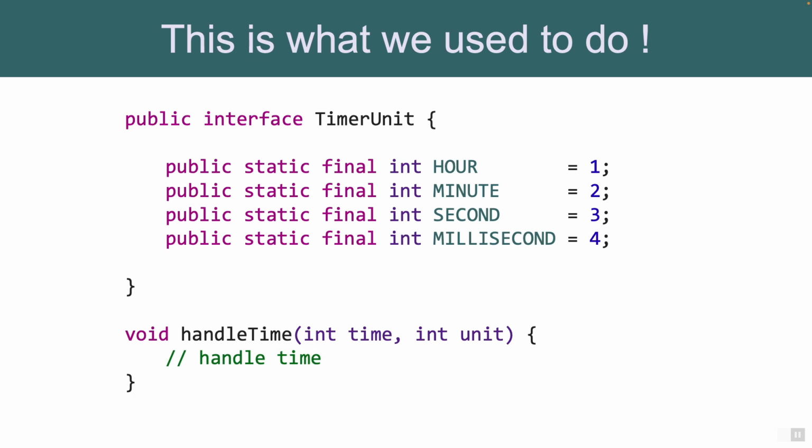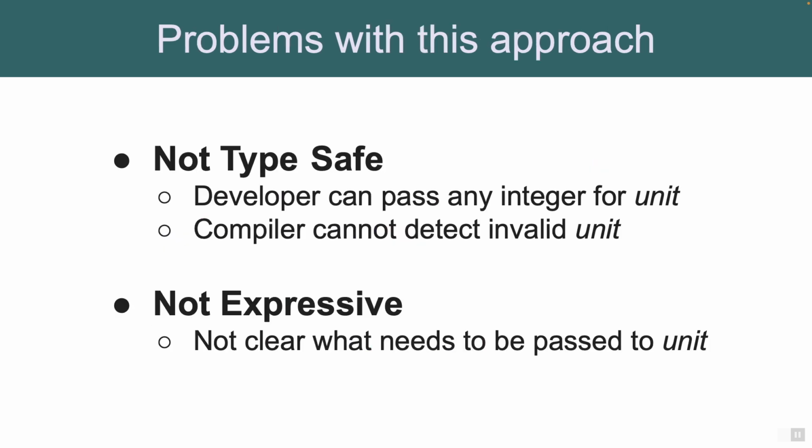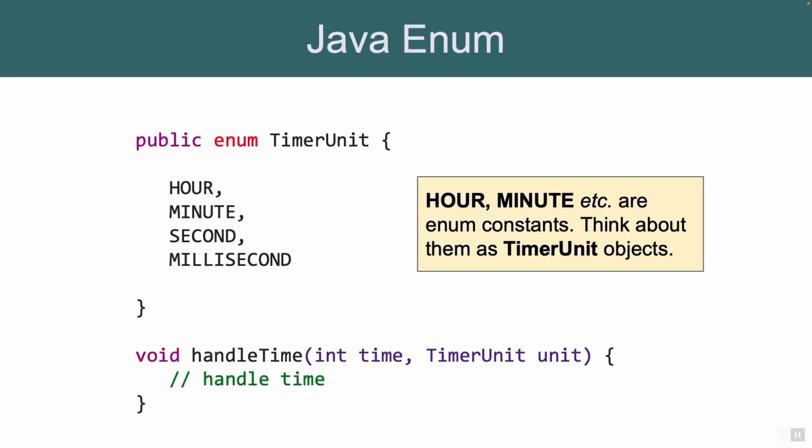So the same thing can now be modeled using an enum as follows. This is basically the explanation of why we should not be using public static final ints or strings to model reference types. But if you look at the enums, an enum can be defined as follows. You just use the keyword enum and then the enum name, in this case timer unit, and you have a bunch of constants in there: hour, minute, second, and millisecond, each representing a reference type.